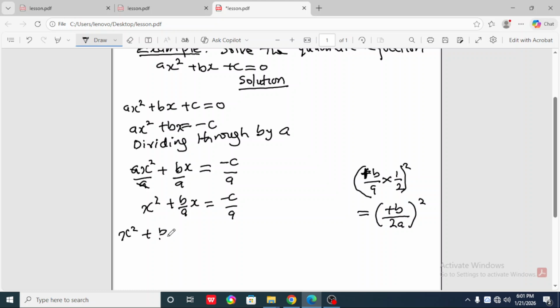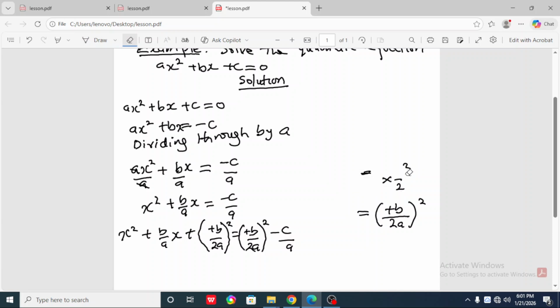plus b over a x, then adding it to this side, plus b over 2a, then I square it, equal to, I'm adding it to minus c over a. I want it to be in front so that the negative will follow, so I will write it first before minus c over a. So it's going to be plus b over 2a square, then minus c over a. So let me clean this because this side might be needed in the course of solving this problem.